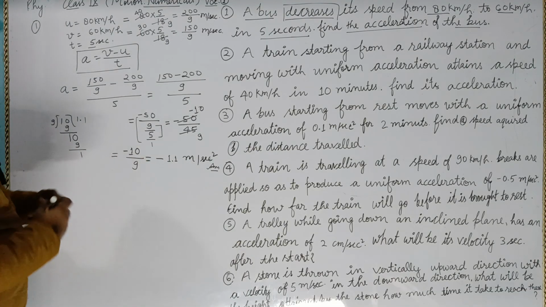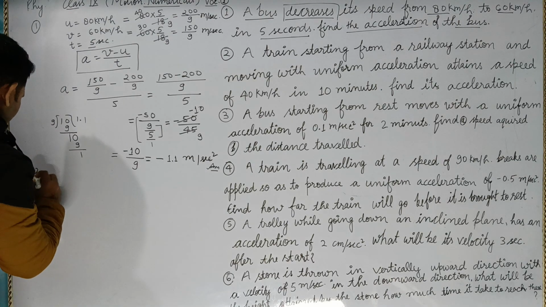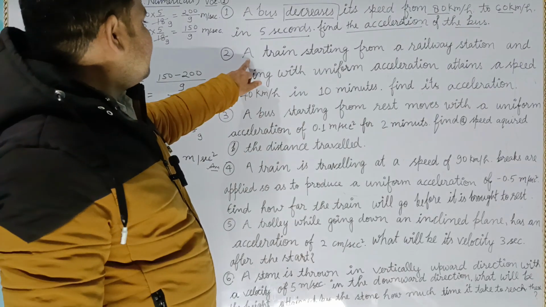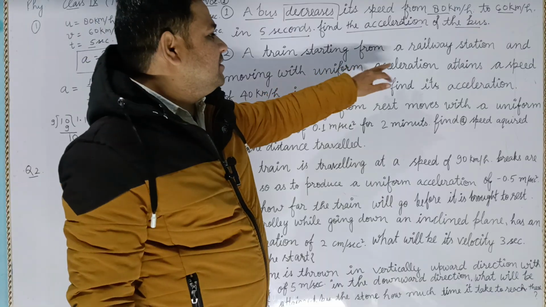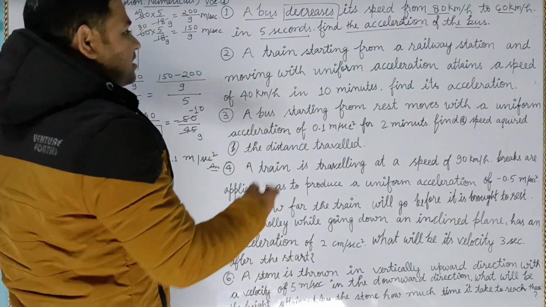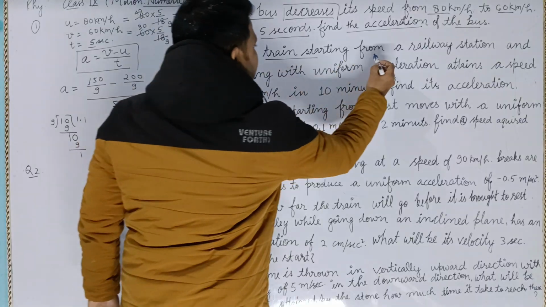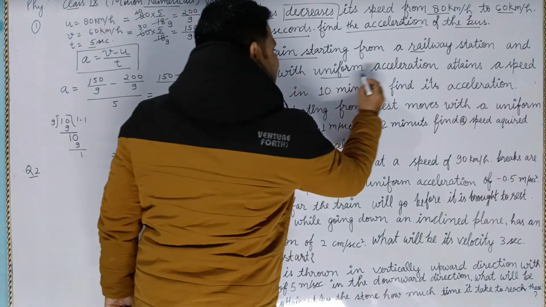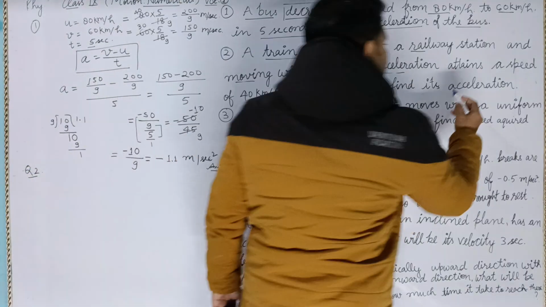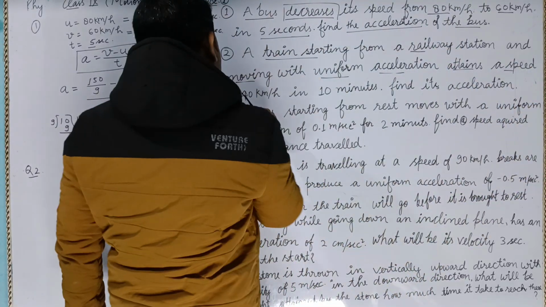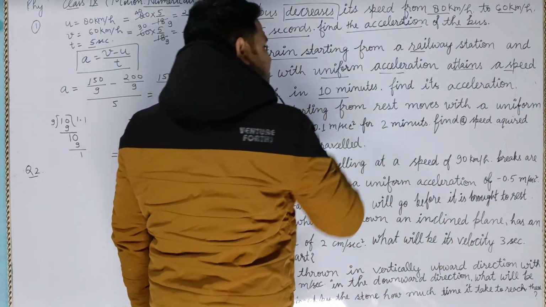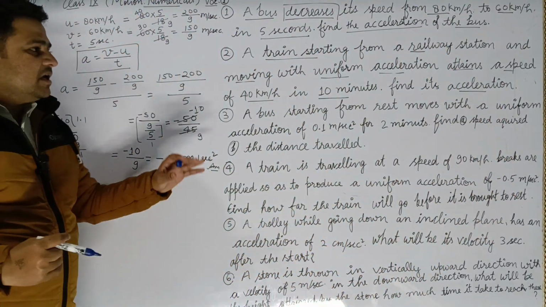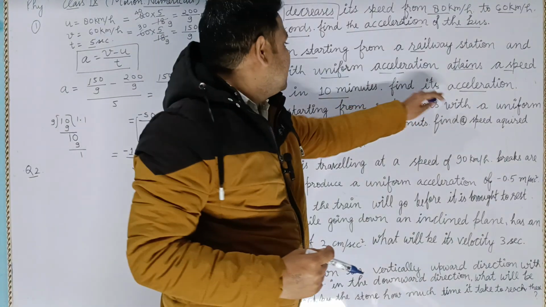We are solving the next question, number 2. Question number 2 says that a train starting from a railway station and moving with uniform acceleration attains a speed of 40 km per hour in 10 minutes. Find its acceleration. In this question also, we have to find the acceleration of the train.